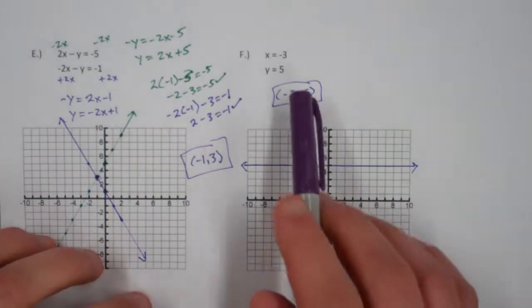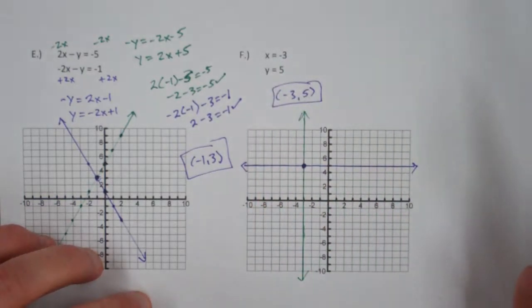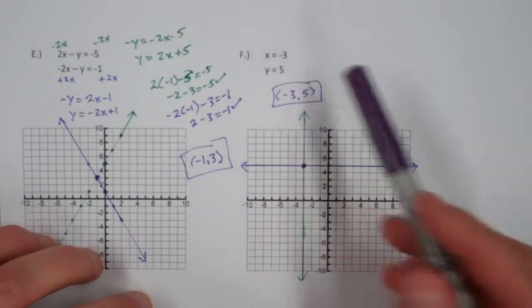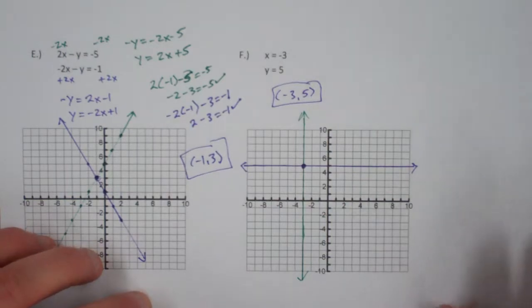Now as far as the check goes, negative 3 is equal to negative 3, it's checked, and then 5 is equal to 5, that's checked, and we're good to go. So let's move on to G and H.